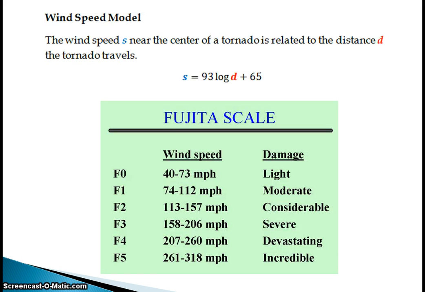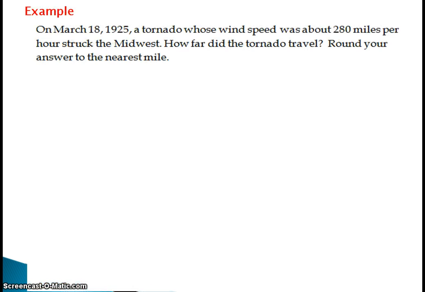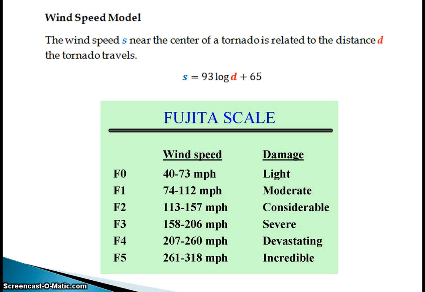Our last model is the wind speed model. If we know the speed of the wind, we can tell how far, d, in distance the tornado will travel. Or if we know how far the tornado traveled, then we know the speed of the wind. I'm sorry. I want you to make sure that you have this model written down and named the wind speed model, and that you have documented what S and D are.